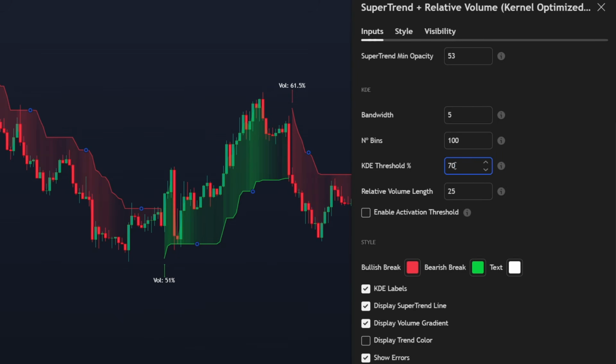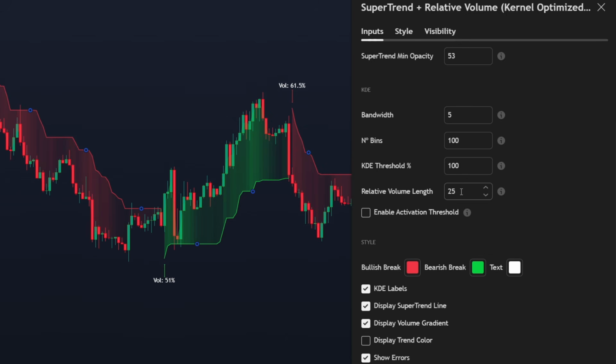This is basically the confidence line. If you set it lower, you will get more high confidence signals. But quality can drop because weaker breaks will start passing through. If you set it higher, you will get fewer high confidence signals. But the ones you do get are usually the more convincing ones.